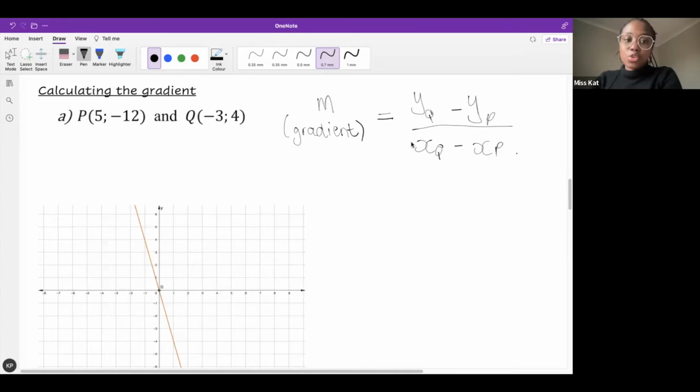Okay, so now let's substitute. What is the Y coordinate for Q?